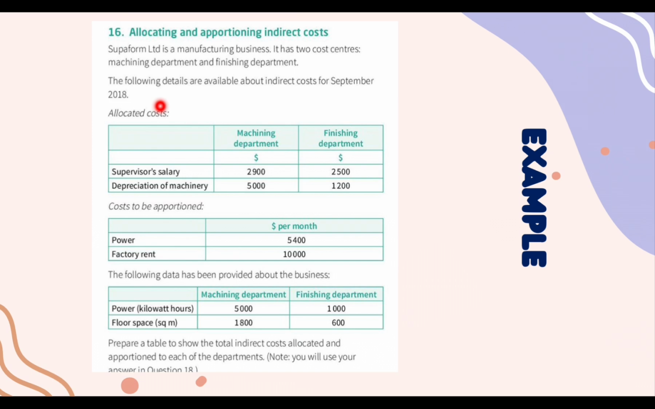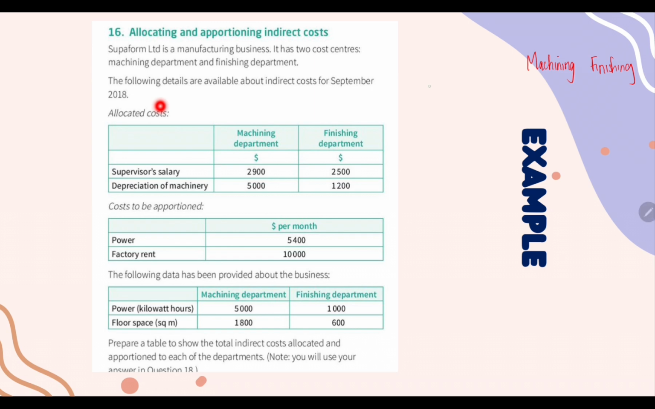So let's go through a question. Superform Limited. Please note that the question has three parts. It was extracted from a textbook, so we have 16, 18, and 20, and all three of them are interlinked. Superform Limited is a manufacturing business. It has two cost centers, the machining department and the finishing department. In a case like this, you start off and put machining over here, and the next one, finishing.